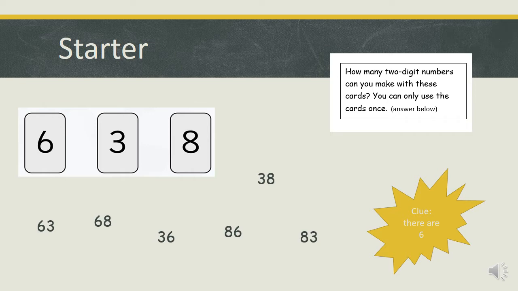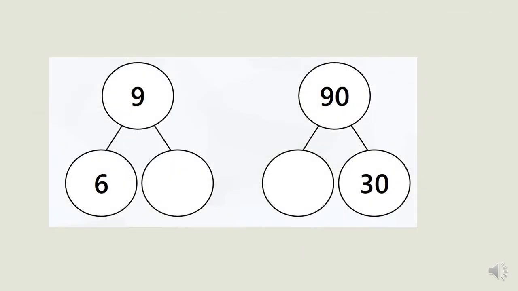So let's have a think about related facts. So here is 2 part-whole diagrams. So remember, the circle at the top is the whole, the total amount, and the 2 circles at the bottom are the parts. So I know that the whole is 9. One of the parts is 6. So what's the other part going to be? So 6 add something makes 9. Who can work it out? 6 add something makes 9. So we could count on from 6 till we get to 9. So we can go 6, 7, 8, 9. So I've counted on 3. Have you done that? So 6 add 3 makes 9.